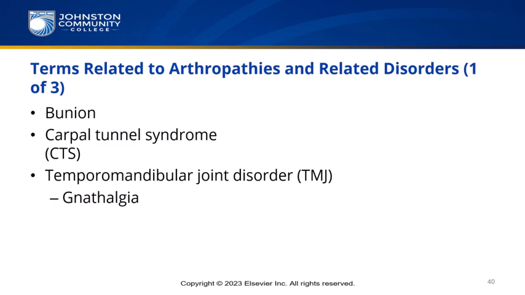The word bunion comes from the Greek word that means turnip. Then we have carpal tunnel syndrome, also known as CTS. It is a compression injury that manifests itself as fluctuating pain, numbness, and paresthesias, which is an abnormal sensation like prickling of the hands caused by the compression of the median nerve at the wrist.